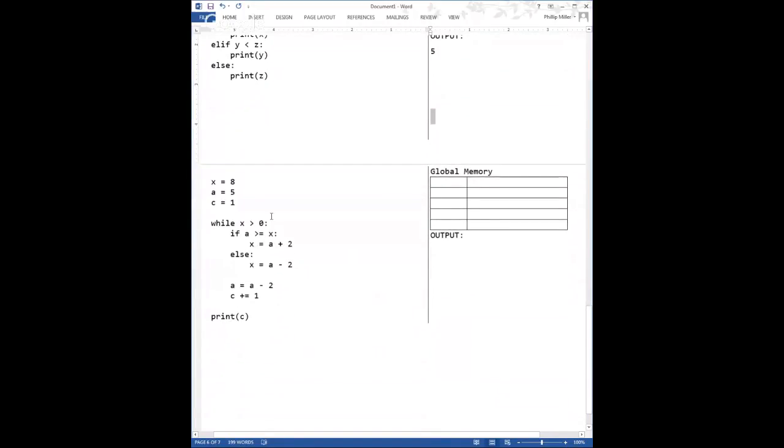Probably the most complicated thing would be something where you're looking at code that maybe has a loop with a decision nested inside of it, or a decision with a loop nested inside of it. So we'll do one example of that, and then we'll move on. So we have variables X, A, and C in this case. So when this code executes, 8 gets stored in X, 5 gets stored in A, 1 gets stored in C, and then we start this loop.